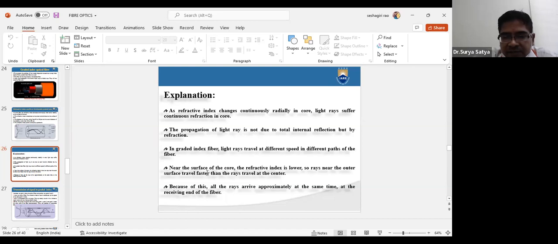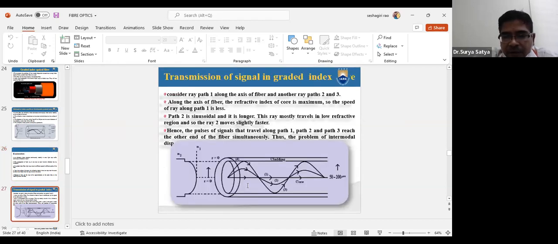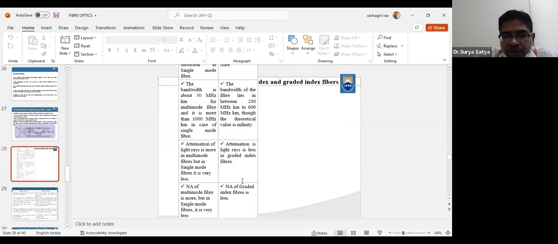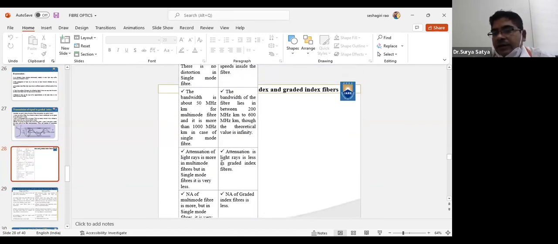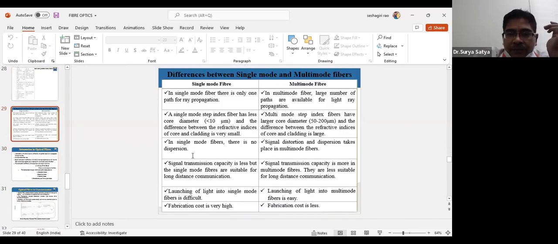Because of all these reasons, all the rays arrive approximately at the same time at the receiving end of the fiber. So this is what we explained in the case of gradient index fiber and step index fiber. We can see some differences between single mode and multi-mode fibers. In single mode fiber, there is only one path for propagation. I'm telling you again, in multi-mode fiber, a large number of paths are available for light ray propagation.